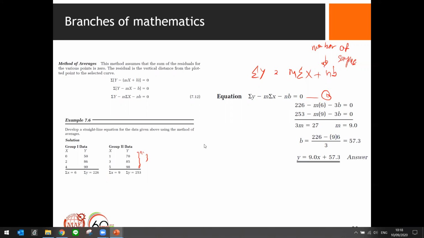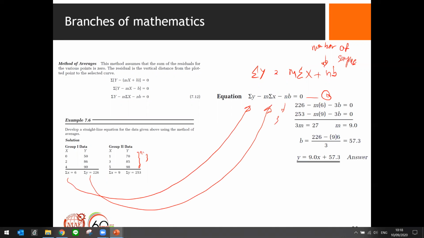And when you substitute x and y into this equation, with n equal to 3, you're going to come up with this equation and this equation. This is for the first group, and this is for the second group. Okay. And when you have two equations and you solve for two unknowns, in this case, our unknowns are the slope m and the offset level b, right? And you can get b here and m here. And once you have that, you can have one equation that represents the data in the averaging sense. Is that fine?